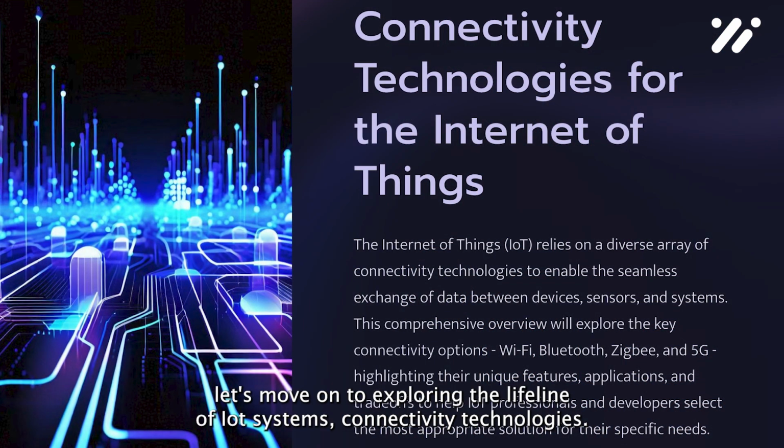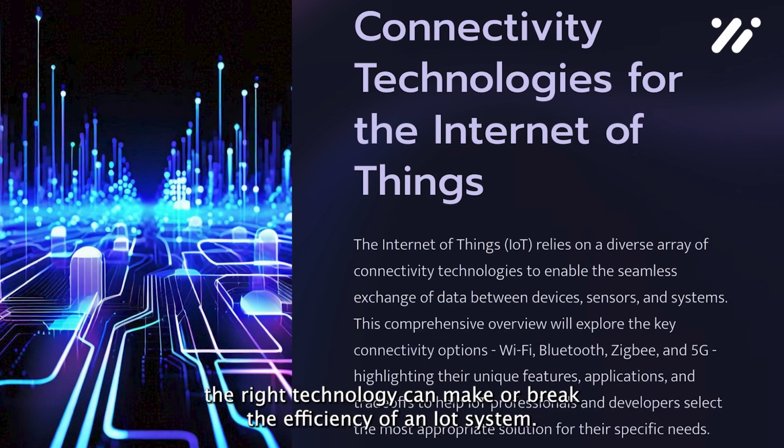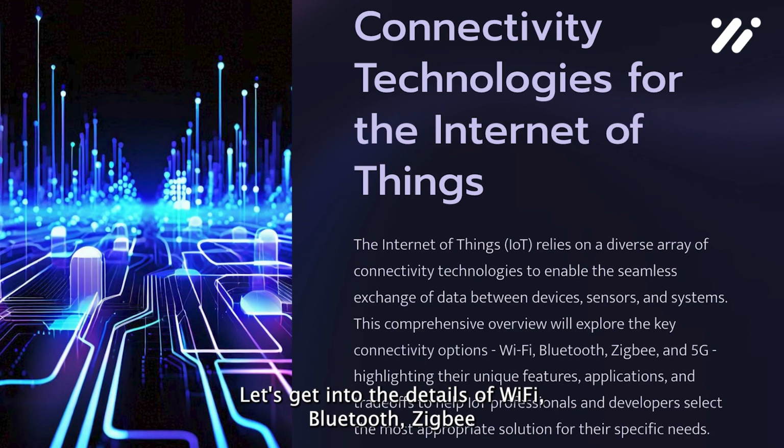Okay, let us move on exploring the lifeline of IoT systems: connectivity technologies. Understanding how devices communicate is crucial, and choosing the right technology can make or break the efficiency of an IoT system. Let's get into the details of Wi-Fi, Bluetooth, Zigbee, and 5G to see which fits best for different IoT scenarios. This is actually another interesting part of this course.